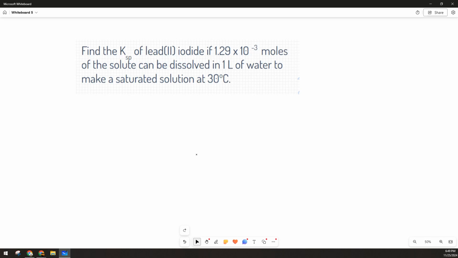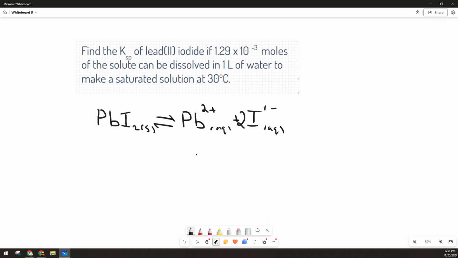Let's try this example here. Let's find the KSP of lead 2 iodide if 1.29 times 10 to the negative 3 moles can be dissolved in 1 liter of water to make a saturated solution. Before getting into the question, we're always going to need our solubility equation or our solubility reaction. So let's start off by writing that. So here's our equilibrium expression, the solid ionic compound on the left, the dissociated ions on the right.